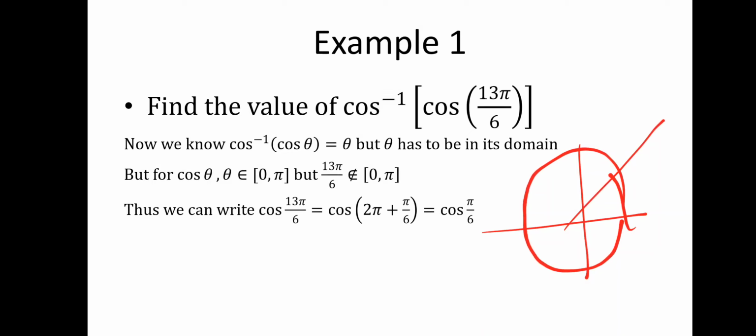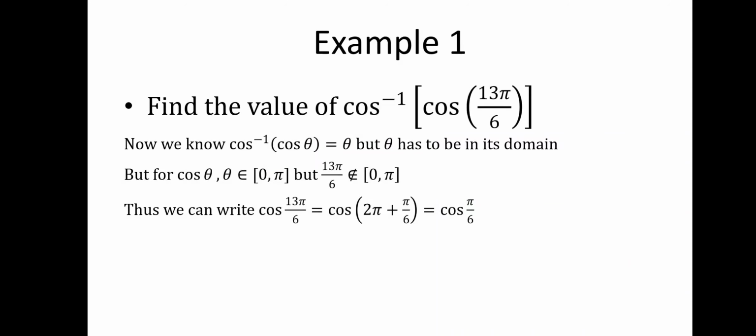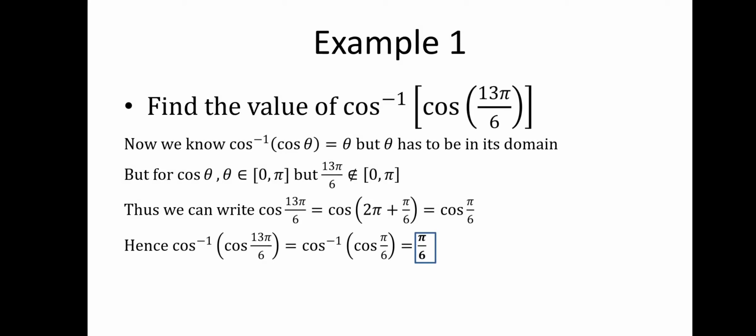Once I have written cos 13 pi by 6 as cos pi by 6, you can see this pi by 6 lies in the required limit of the angle where it should be. So now I can say that cos inverse cos of 13 pi by 6 equals cos inverse cos of pi by 6, and that is my answer, which is pi by 6.